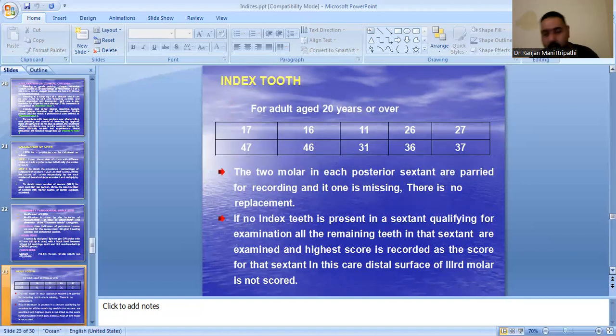Index teeth for adults aged 20 years and over are 17, 16, 11, 26, 27, 37, 36, 31, 46, and 47. The two molars in each posterior sextant are paired for recording, and if one is missing, there is no replacement. If no index tooth is present in a sextant qualifying for examination, all the remaining teeth in that sextant are examined and the highest score is recorded as the score for that sextant. In this case, the distal surface of the third molar is not scored.